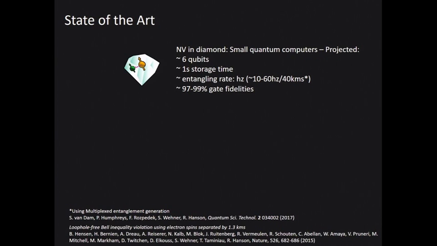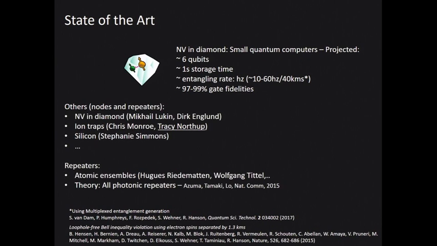There's, of course, all kinds of other people who have thought about these things. There are also some groups in the US who use a similar system, for example at Harvard and MIT. There are people who used to do this in ion traps, like Chris Monroe, and also in Europe, for example Tracy Northup, who we also work with. And there are a number of other approaches.